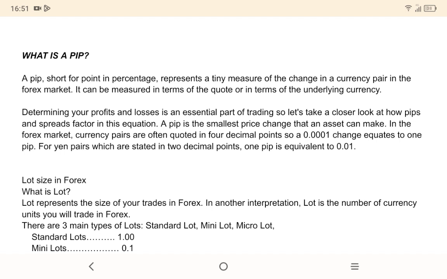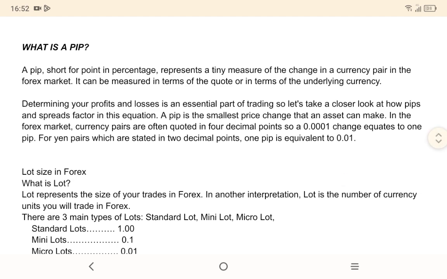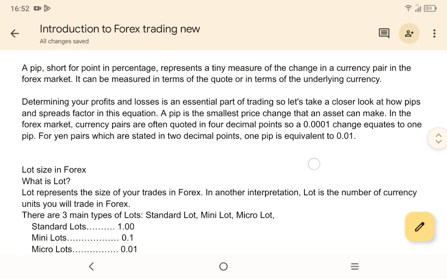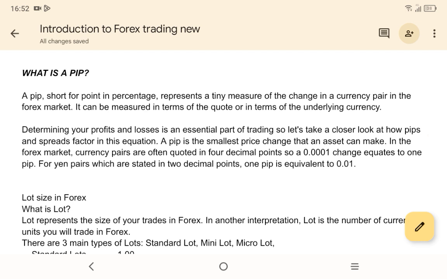What is a pip? When they talk about pips, what do you understand by pip? Like I tell people, a pip, or the short form of pip, is just points in percentage. Points in percentage means how much do I want to lose in the market and how much do I want to make in the market. Pips is telling us that the market is there for you to make money, but it depends on you. Okay, I want to make $20 today, I want to make $50 today. All these things determine how many pips you want to make in the market. That is why pips work hand in hand with lot size.